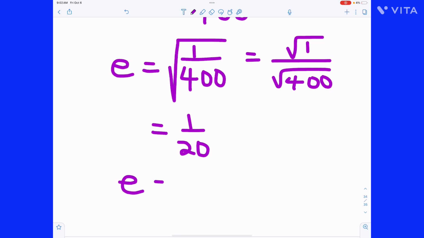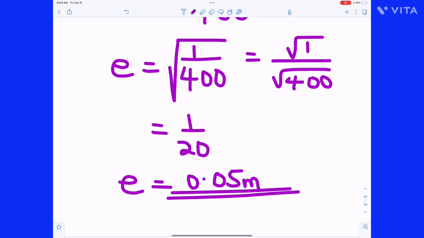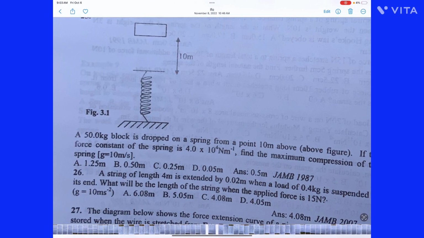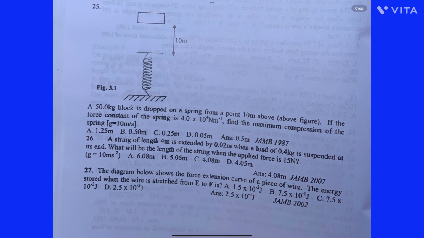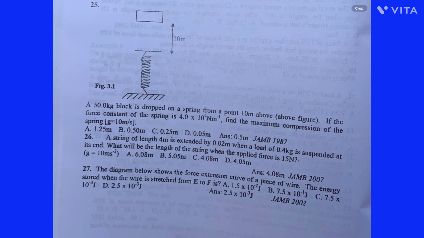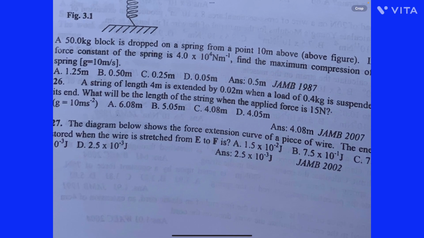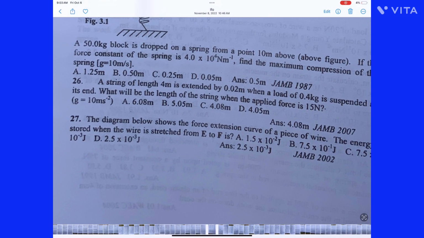So the extension produced is 0.05 meters. I think that's the maximum extension that should be produced. Okay, 0.5. Have we made mistakes somewhere? I don't think these guys are right. The maximum extension produced should not be 0.5. It should be 0.05. Or maybe check my steps if I made a mistake somewhere. Can we take 26?